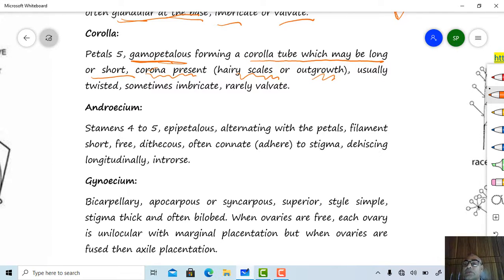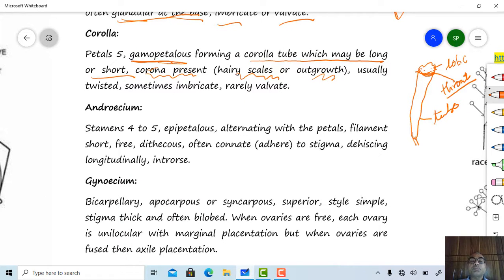What is the throat region? Suppose this one is a corolla, this expanded portion is called the lobe region, and this united portion shows the tube region of a corolla. The junction between tube and lobe is called the region of the throat. So hairy scales or outgrowths present in the throat region are called the corona.